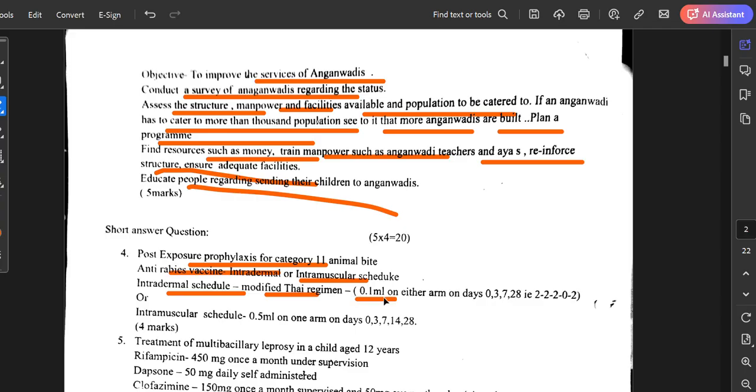So it will be 0.1 ml on either arm on days 0, 3, 7 and 28. The intramuscular schedule is 0.5 ml on one arm on days 0, 3, 7, 14 and 28. Anti-rabies vaccine intramuscular means days 0, 3, 7, 14, 28.